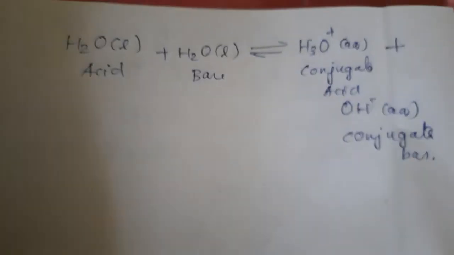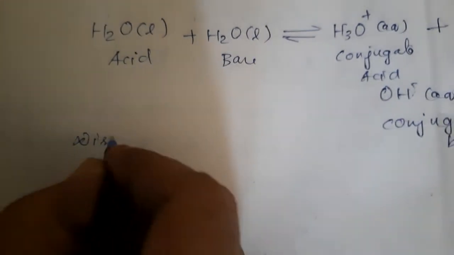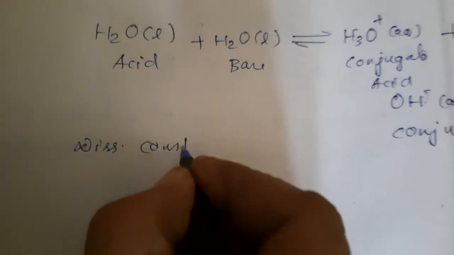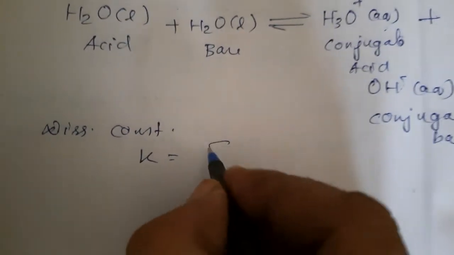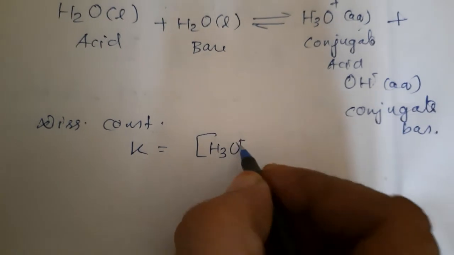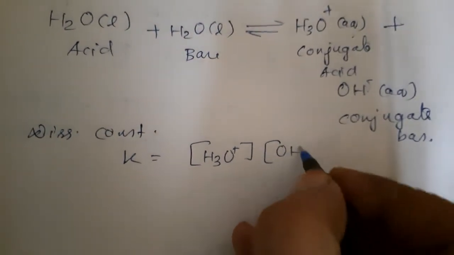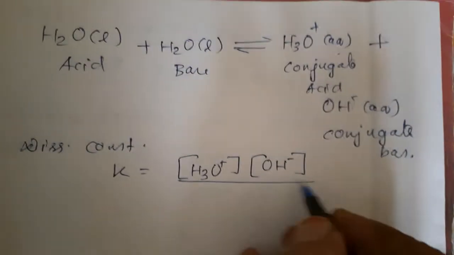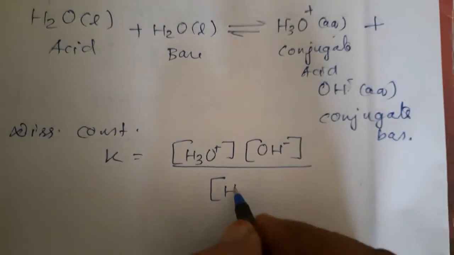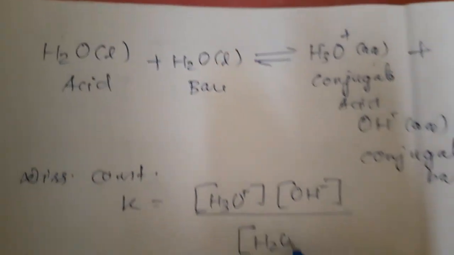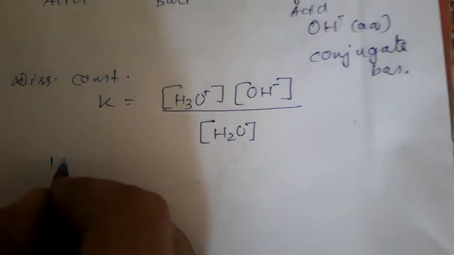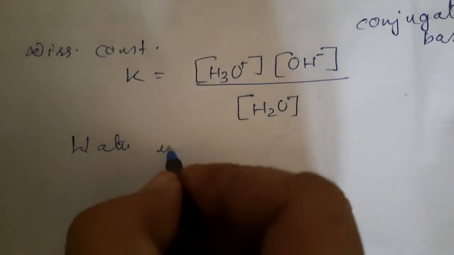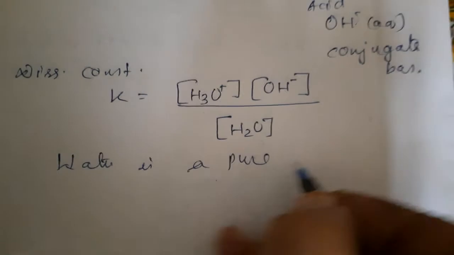So the dissociation constant can be written as K is equal to the concentration of products, that is H3O+ and OH-, as we were doing earlier, divided by H2O. On the left side only H2O is there, so the H2O concentration. Now the denominator H2O can be cancelled. Why? Because water is a pure liquid.